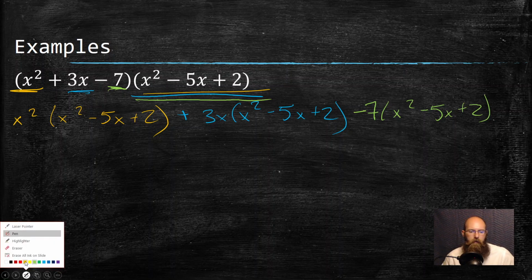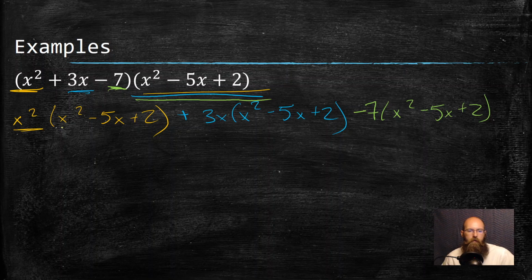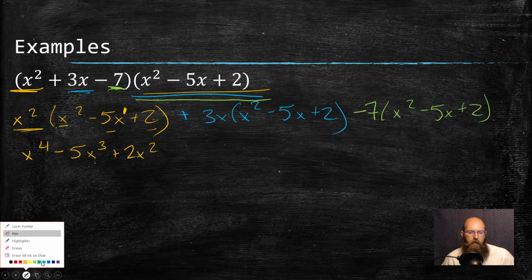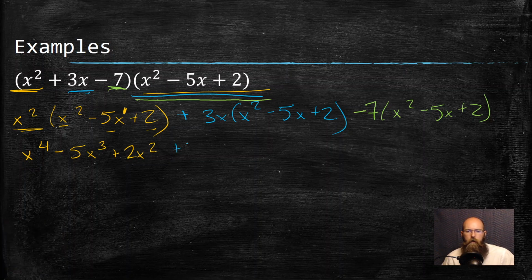All right, then we have to distribute that front term to all 3 of those pieces inside. X squared times x squared gets x to the 4th. X squared times negative 5x. Now it's negative 5x cubed because there's a 1 there on that exponent. X squared times 2 is 2x squared. And then I'm going to do the same thing in blue. Plus 3x cubed minus 15x squared plus 6x.